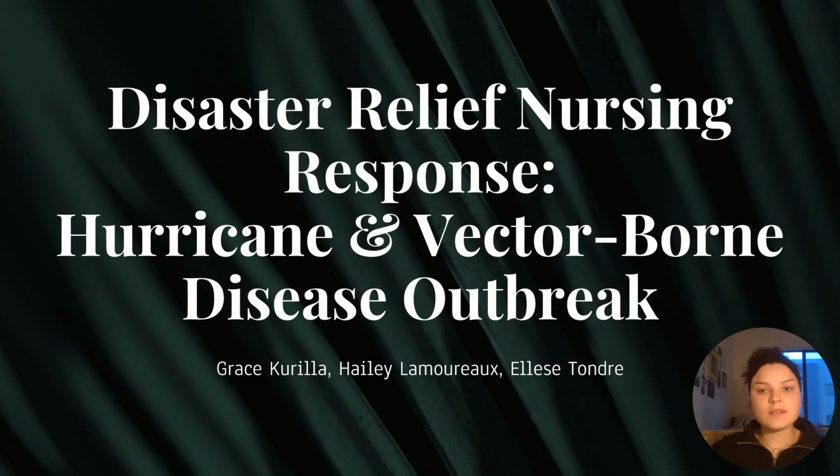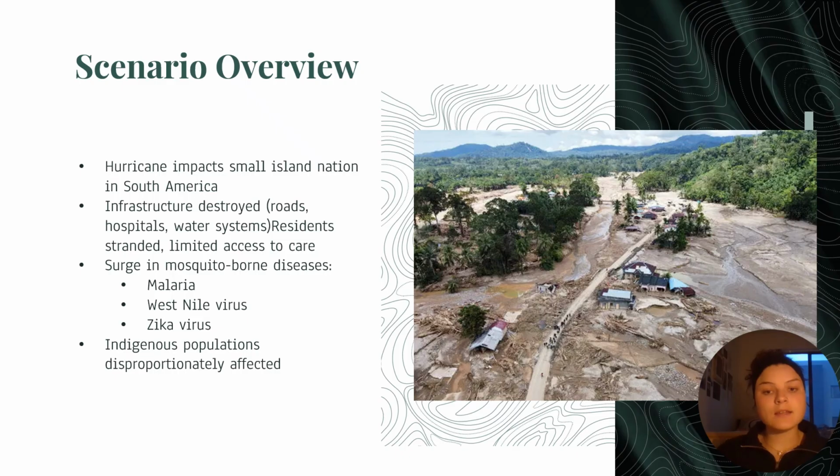Today we'll be discussing a disaster relief scenario and how the nurse would respond as it relates to a hurricane and vector-borne disease outbreaks. In this scenario, a hurricane has caused significant damage to the infrastructure, which includes healthcare systems, transportation, and access to clean water in a small island nation in South America. Many residents have been stranded and are unable to access timely care.